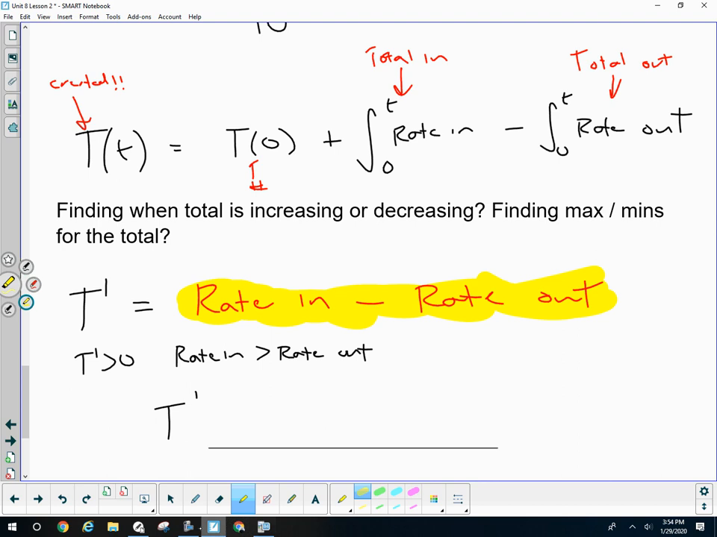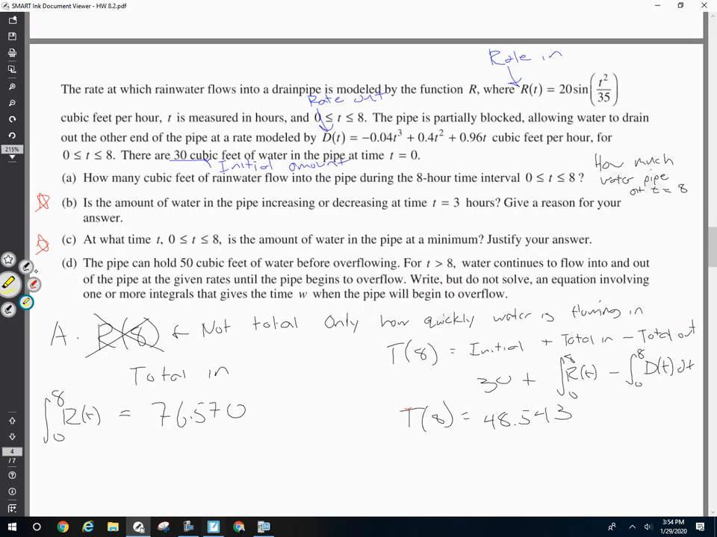Okay, now go back. Is the amount of water in the pipe increasing or decreasing at T equals 3 hours? You need to find and analyze the signs of T prime. Should write down what it's equal to. You don't have to analyze all the signs right now. For part B, you just need to figure out what T prime of 3 is. Please find that value.